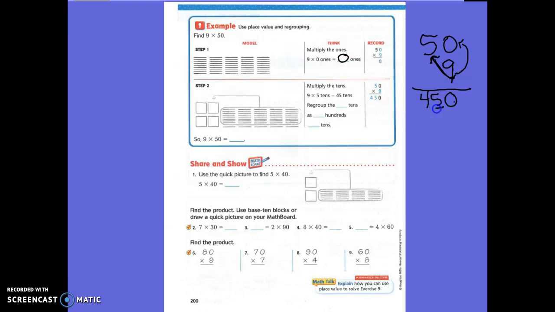How many 10s were there? First we had 45 10s. We're going to regroup the 10s into how many hundreds? 4 hundreds, and then how many 10s? 5. Now, what was our answer again? 450.